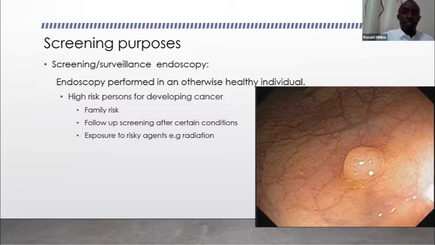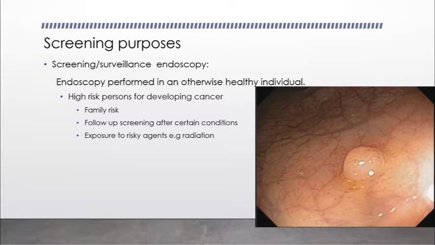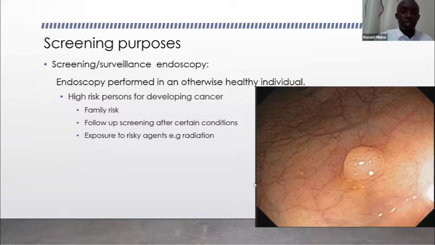There are other particular instances where we may recommend a screening endoscopy. Some people who have a history of smoking, who have been working in places that have high radiation, let's say X-ray, people who operate X-ray machines, and things of that nature. Sometimes we might recommend that they routinely have one. So basically that's what we refer to as a screening endoscopy.